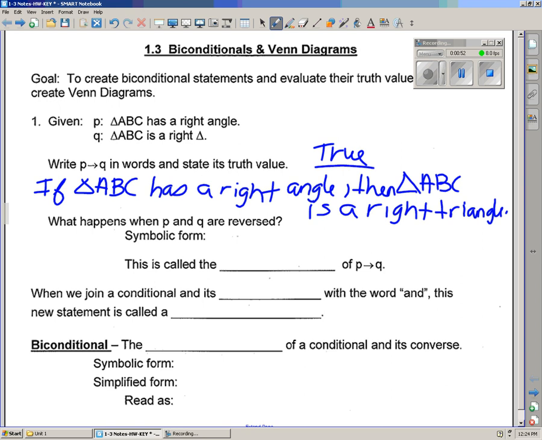Well, what happens when P and Q are reversed? Symbolically, we're looking for the converse, which would be if Q, then P, right? And this is the converse. When we join a conditional and its converse with the word and, this new statement is called a biconditional.